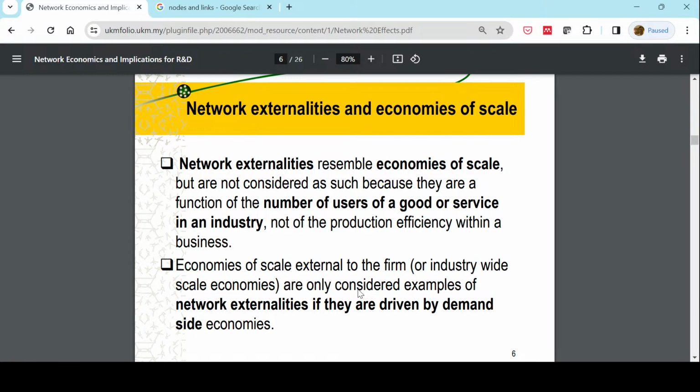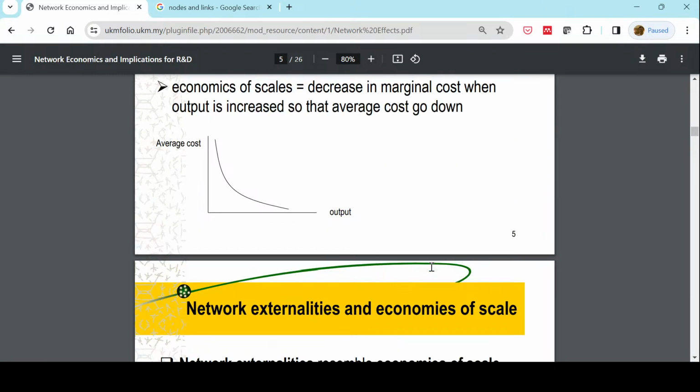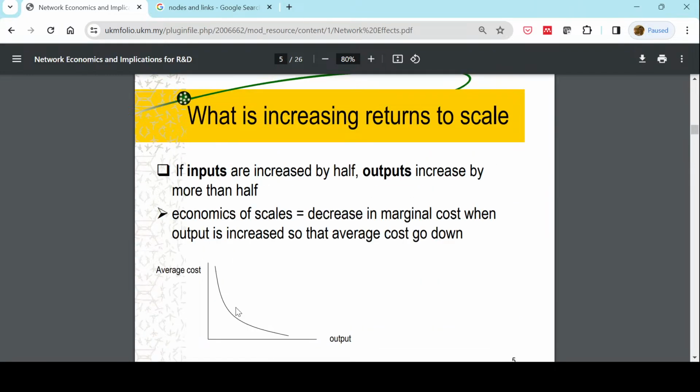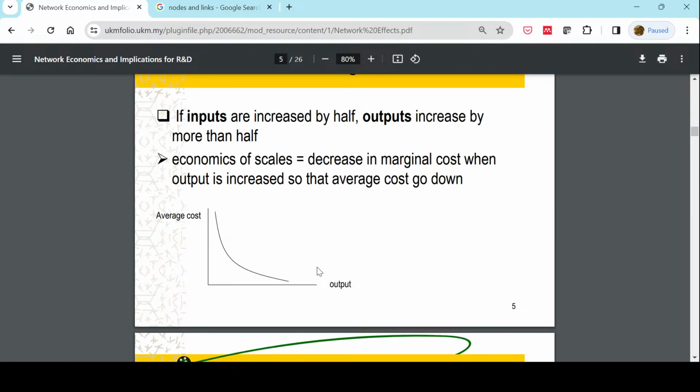This is because they are a function. The network externalities resemble economies of scale. We just saw economies of scale: when you increase output, your average cost will go down. That's economies of scale. Because of more output, average cost goes down.